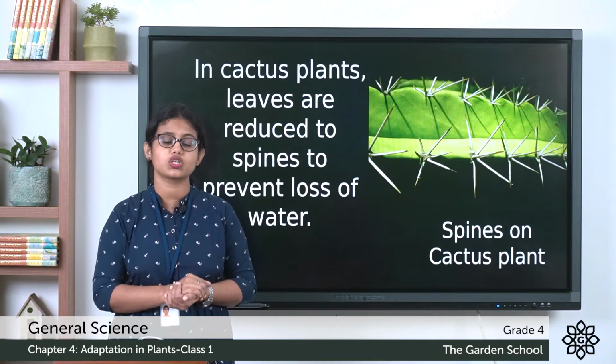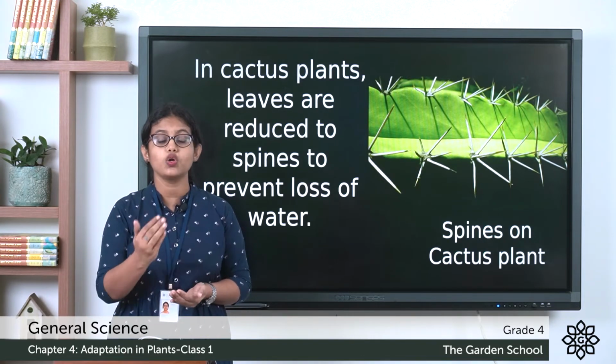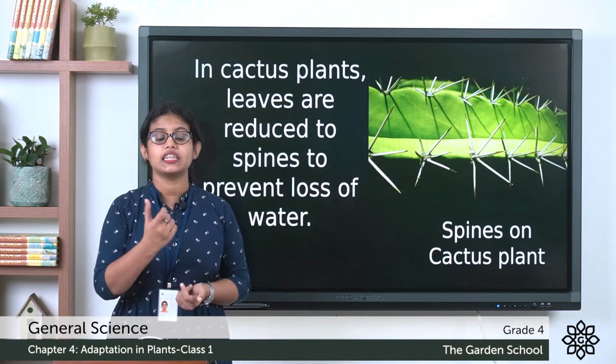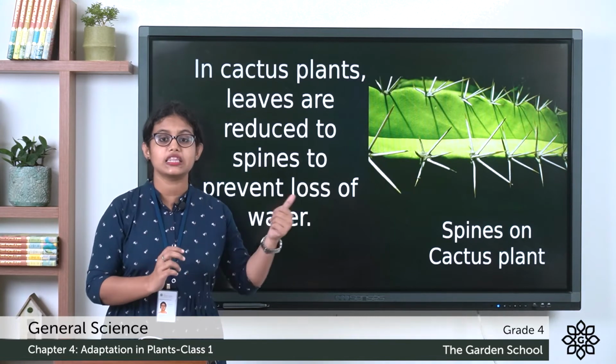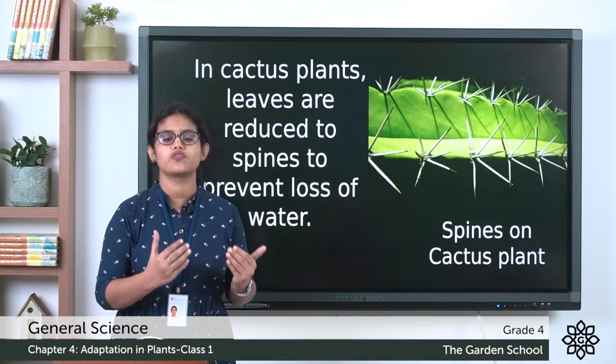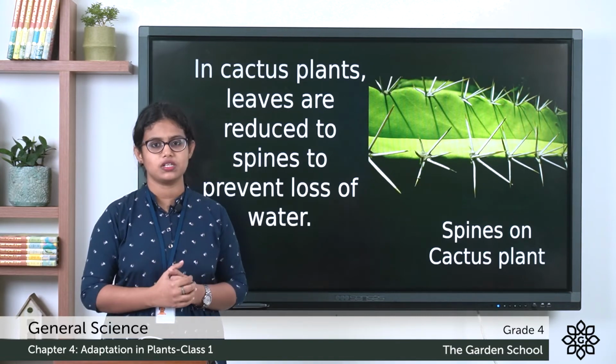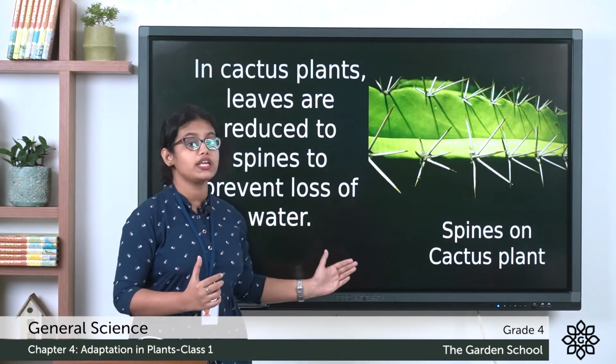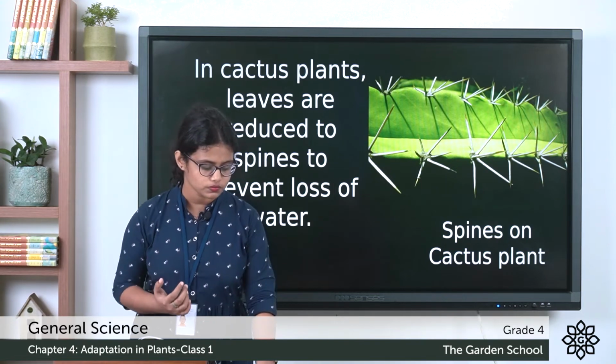Have you heard about herbivorous animals? What do these herbivorous animals eat? They eat plants. And these spines of the cactus plant protect it from herbivorous animals. That is about the spines on the cactus plant.